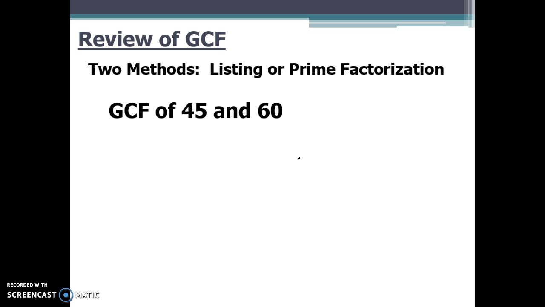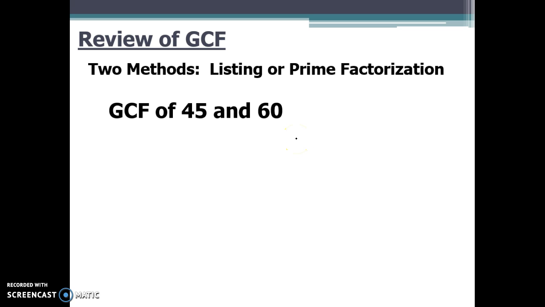There are two methods: listing or prime factorization. We can list out all the things that multiply to 45, or we can break them down like we did with a square root and figure out what the greatest common factor is. That's a number that goes into both of the numbers listed. So for 45 and 60, my GCF is the biggest number that goes into 45 and into 60.